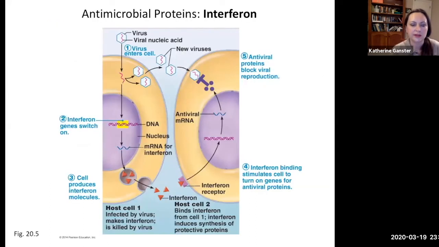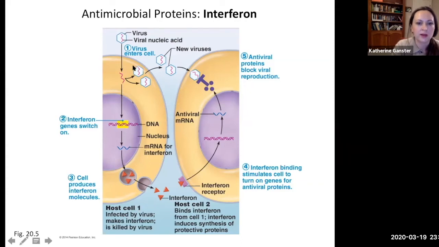So there's also antimicrobial proteins that are part of the innate defense, and this is really cool. So we're going to start with a virus outside of the cell. The virus is going to enter the cell, and it really needs to do this in order to replicate. The virus kind of hijacks the cell's internal mechanisms in order to replicate itself. And then the virus can leave the cell and go into other cells and now continue replicating and just hijack the cells in your body to be virus-producing machines.